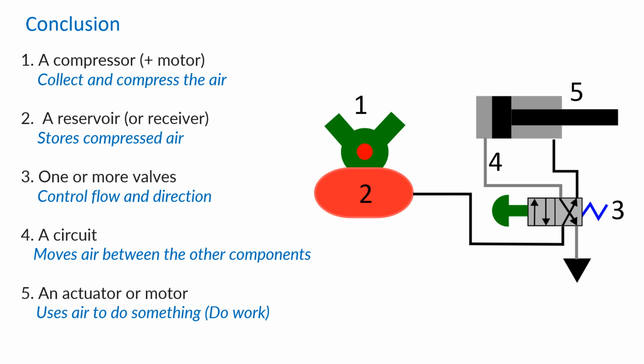In conclusion, let's revise the 5 main components of a pneumatic system. The first is a compressor, and obviously a compressor and a motor. This collects and compresses the air. 2, we're going to need a receiver or a reservoir. This stores the compressed air for later use under high pressure. 3, we're going to need valves to control the direction and the flow of the compressed air or gas. 4, we're going to need a circuit. We're going to need conductors, something to move the compressed air around the system. And finally, 5, we're going to need an actuator or a motor. This is the part of the pneumatic system that does work.